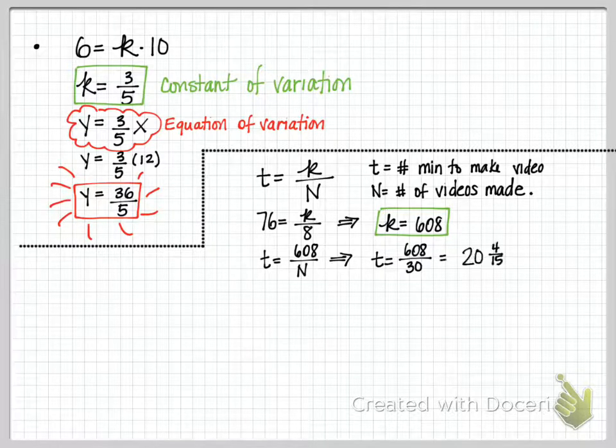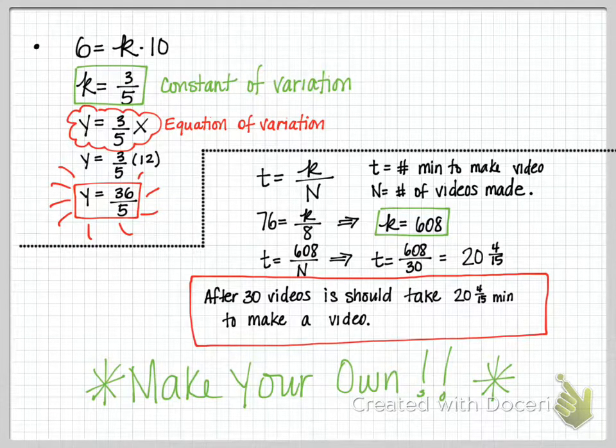So now we just simplify, and we get 20 and 4/15, which means, remember, this is a situation, so it should be answered in a sentence: after 30 videos, it should take 20 and 4/15 of a minute to make a video. Of course, remember, that data is all made up. I'm just showing you that I can make my own variation, and so you should try to come up with one as well.